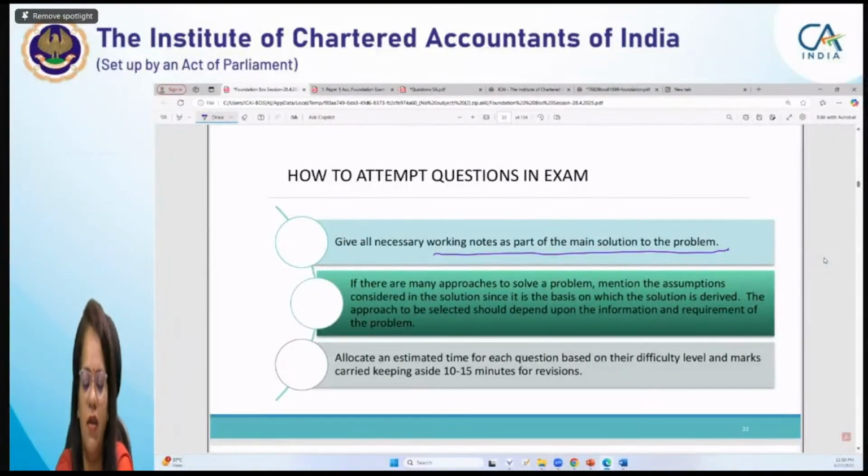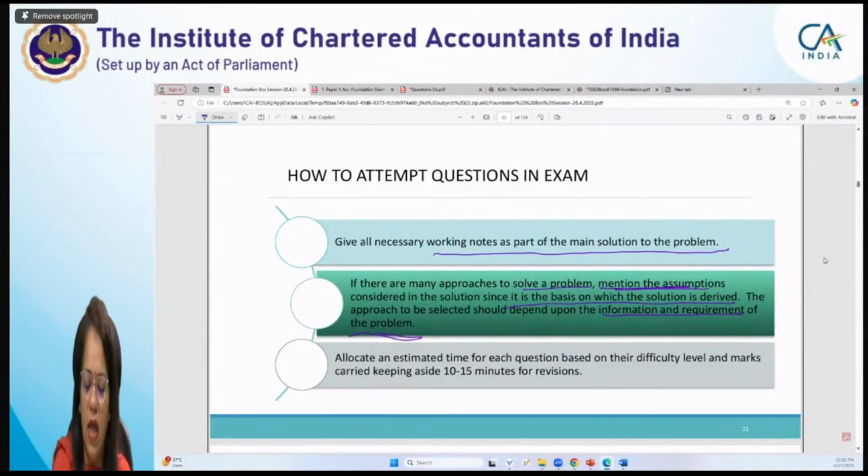All right. If there are many approaches to solve the question, mention the assumption. There could be some time that you are unable to understand how to solve the question, but I need to write something. Then please mention that assumption, since it is on the basis of this assumption that the solution is derived. And the approach should depend upon the information and the requirement. Don't give a very vague assumption. Give a reasonable and correct assumption. All right. Do not give a vague assumption. Give a reasonable and correct assumption.